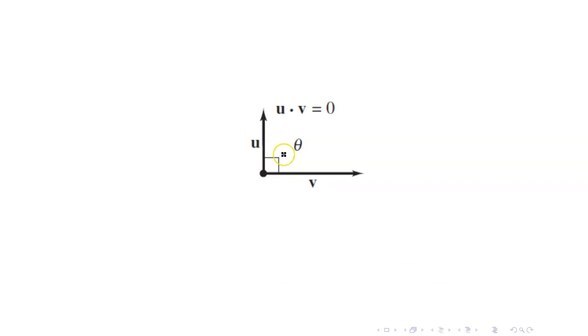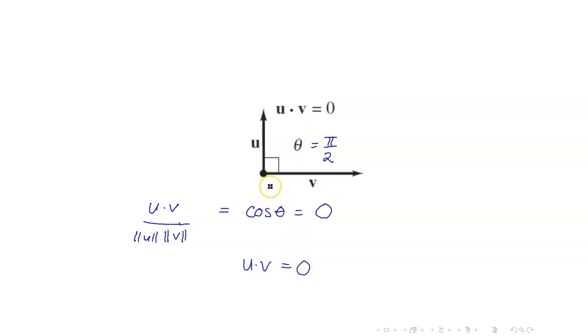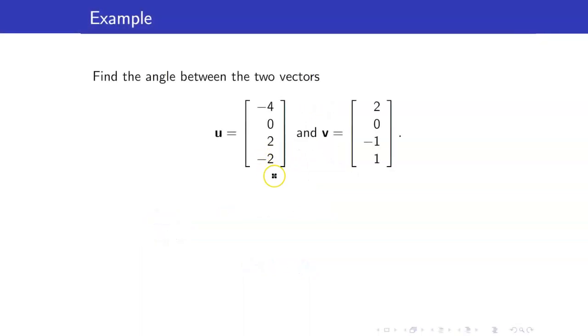In our next lesson, we will be interested in this case wherein your theta is equal to pi over 2. That means that cosine theta is equal to 0. But if cosine theta is equal to 0, the definition of cosine theta is u dot v all over the norm of u times the norm of v. For this to be equal to 0, the numerator has to be equal to 0. So hence, from here we can see that if the dot product of two vectors is equal to 0, that means that they are perpendicular to each other. We will discuss orthogonal vectors in Rn in the next video lecture. Let us have some examples first.